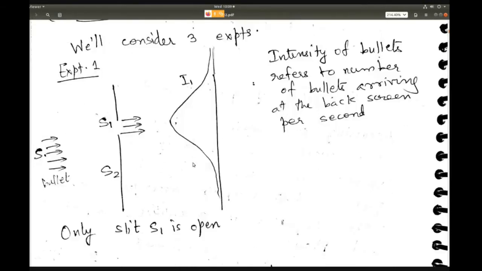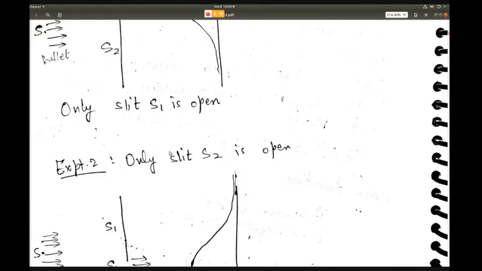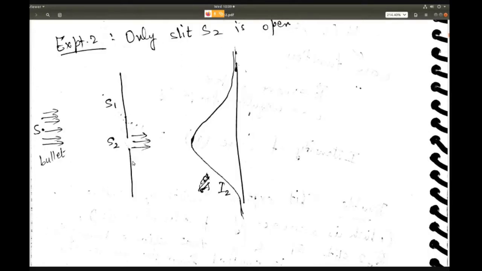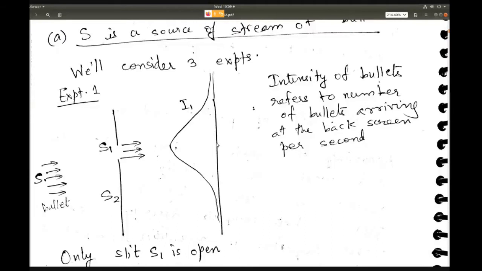In the second variant of the experiment, slit 1 is closed, but slit 2 is open. Again, bullets are coming in from the source, then there is a wall. S1 is closed, S2 is open, so the bullets can only pass through S2. If you calculate the intensity, it is maximum at this point and gets lower and lower away from it. This point corresponds to the middle of the opening of S2. Similarly, over here, this point corresponds to the middle of the opening of S1.